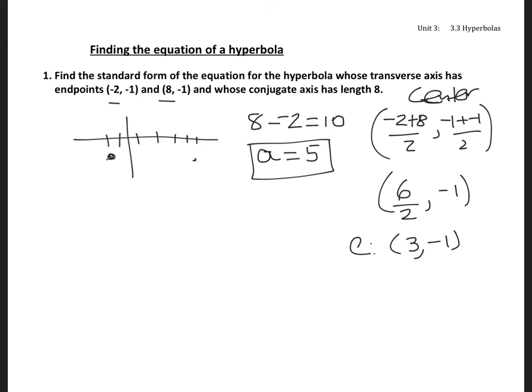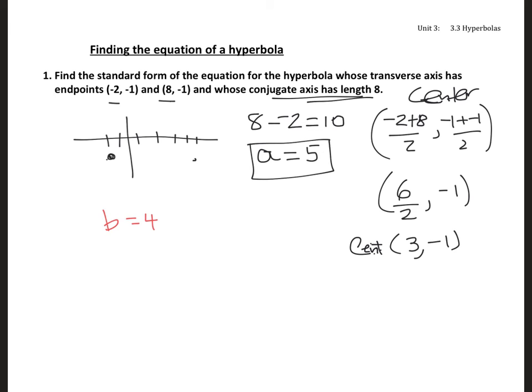I already know the center. Let me do that so that I don't confuse it with c. And I'm also given the conjugate axis, the shorter one, has a length of 8. So that means b is equal to 4. So I know a, b is equal to 4. So I know a, I know b, so I can write the equation.